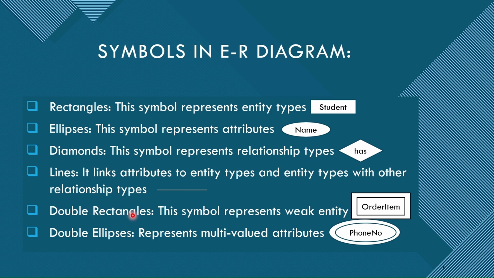Double rectangles. Double rectangles are used to represent the weak entity. And the last one is the double ellipse. Double ellipses are used to represent multi-valued attributes.